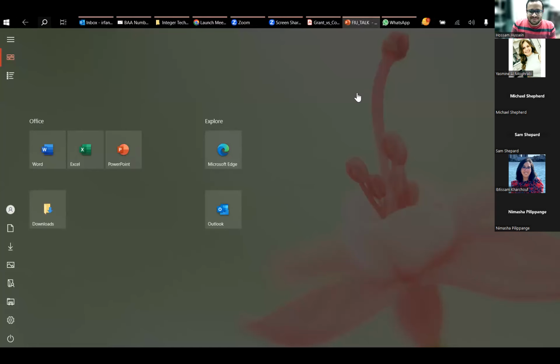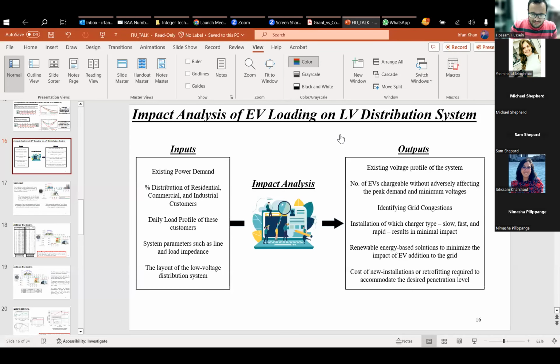These input parameters are usually given by the utility grid and are usually available online. The Qatar grid was a little bit not happy to give us a lot of data, so they only gave us the maximum demand. They did not give us a single line diagram of their grid. They did not give us individual penetration on each bus.